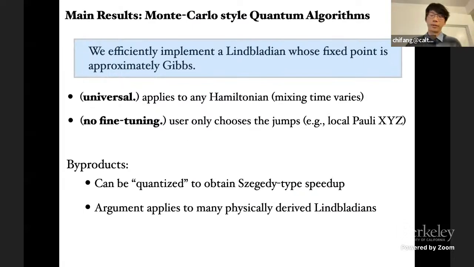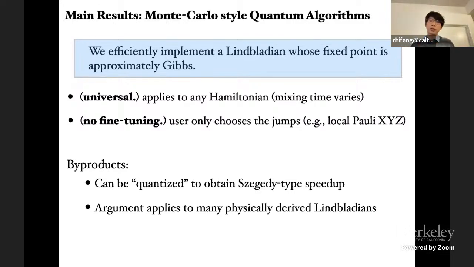Now we're ready to describe our proposal. We propose a Monte Carlo-style quantum algorithm in the form of a Lindbladian, which is a continuous quantum random walk. We're able to efficiently implement a Lindbladian whose fixed point is approximately the Gibbs state. In other words, this is in the very same spirit as Monte Carlo, in that it's very universal. You can just plug in a Hamiltonian, and then you can run it. You could have all kinds of mixing times. Sometimes it works, sometimes it fails. Whenever it works, you celebrate. And it's also very nice that there's almost no fine-tuning required.